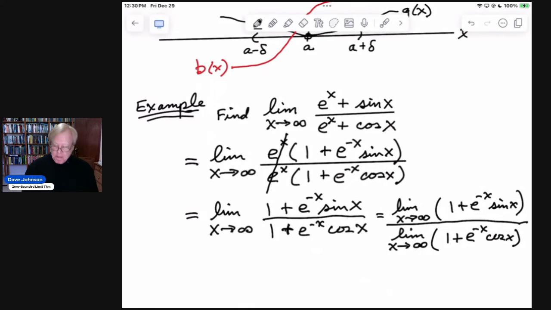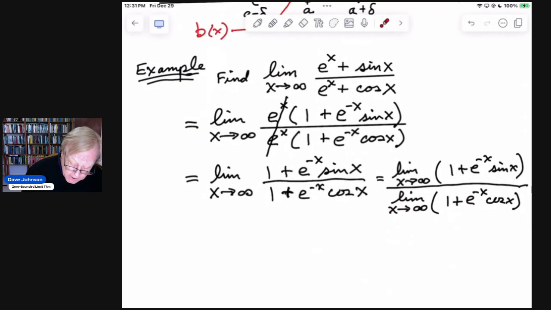Well, of course, the limit of 1 is 1, and now we have to figure out what the limit of e to the negative x sine x is. And also downstairs, limit of 1 is 1. And we have to figure out what limit as x goes to infinity of e to the negative x cosine x is. So let's take those problems off to the side for a moment, and let's do the top one first. So limit as x goes to infinity of e to the negative x times sine x.